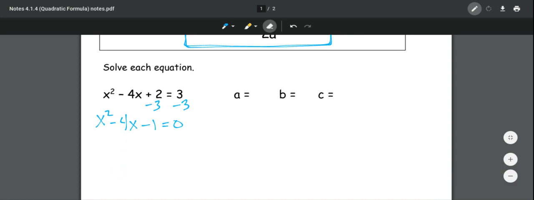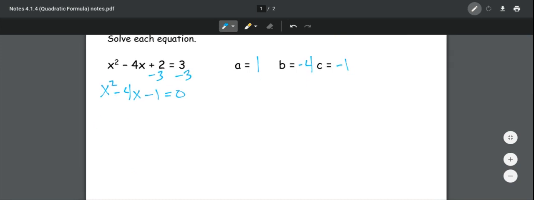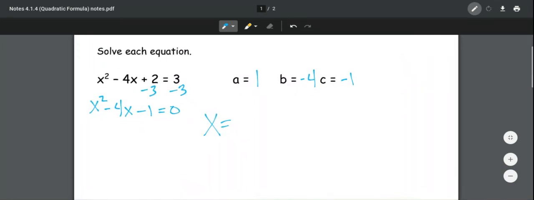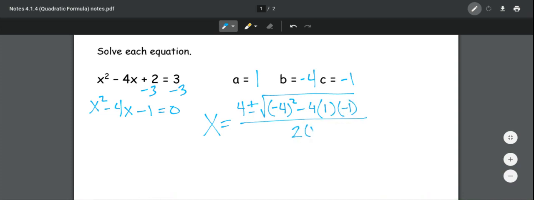So that means we get rid of that. That means that a is 1 because there's no number in front of the x squared. B is negative 4. C is negative 1. So when you are putting it into the quadratic formula, it's opposite of b. So that means it's not negative. Since it's already negative, it's positive. It's opposite. Plus or minus the square root of b squared minus 4 times a times c all over 2a.